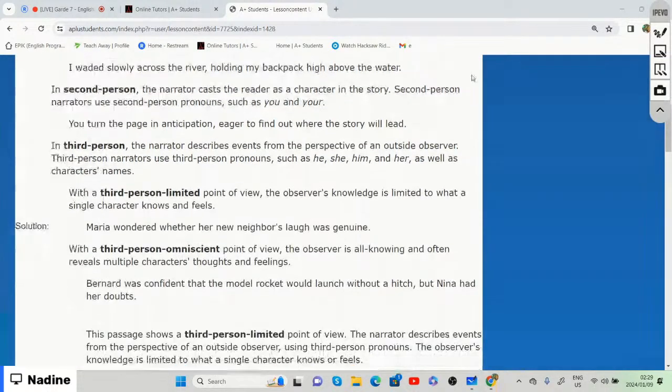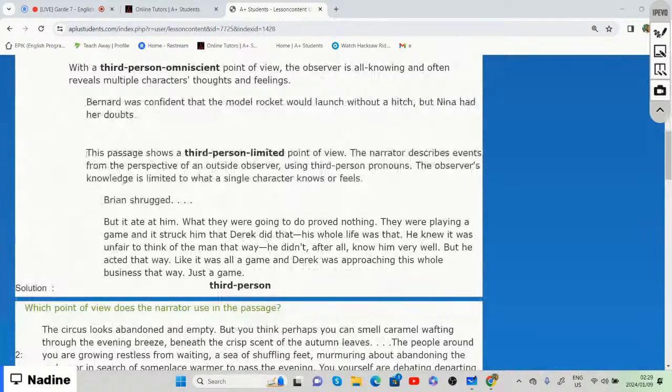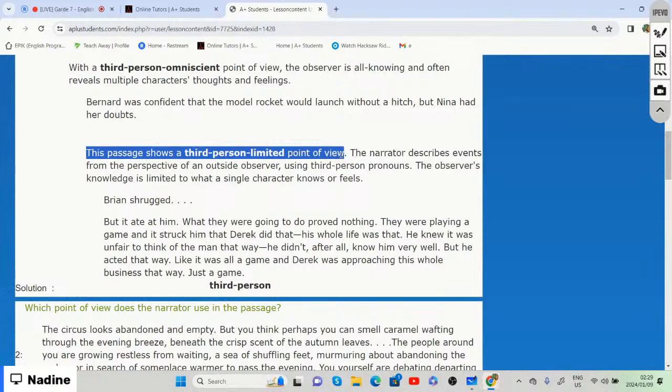So third person. And here it says the passage shows a third person limited point of view. Even if you just say third person, that is correct. You don't have to say third person limited or omniscient. But it shows here in the passage that this is a third person limited point of view, where the narrator describes events from the perspective of an outside observer and uses third person pronouns. And it shows that the observer's knowledge is limited to what a single character knows or feels.